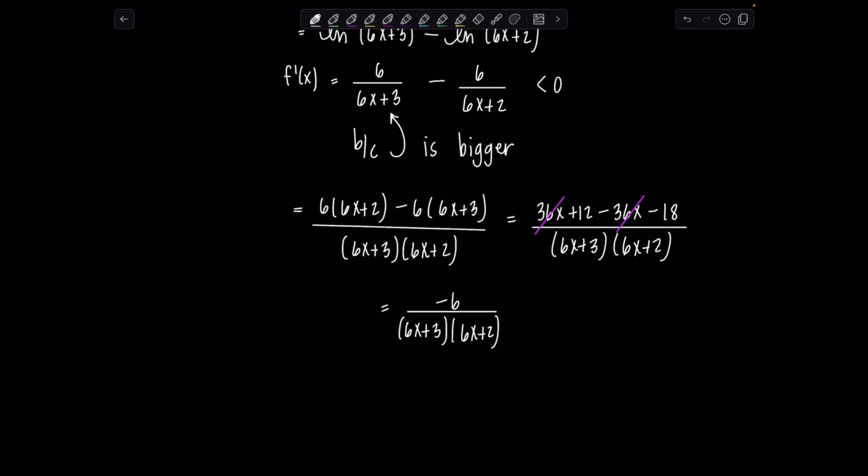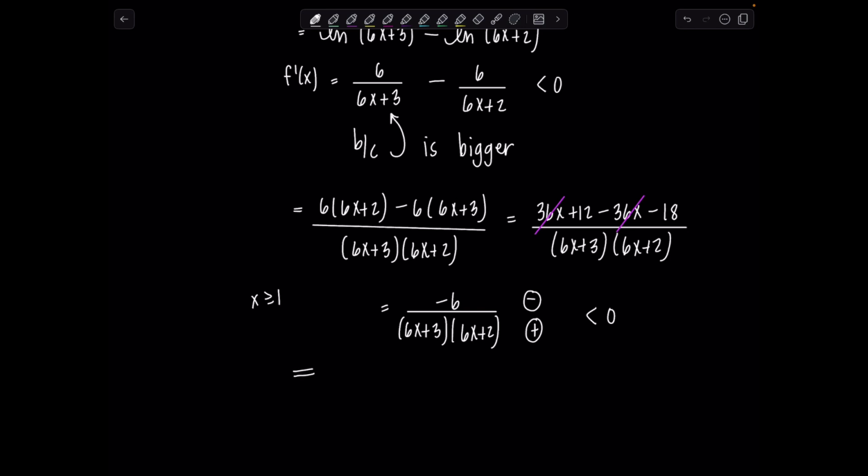And n is going from 1 to infinity. So just remember that x is also always greater than or equal to 1, which lets me know that 6x plus 3, 6x plus 2, those are both positive always. So my denominator is positive. The numerator, I have a negative constant. So yeah, for sure, f prime of x is less than 0.